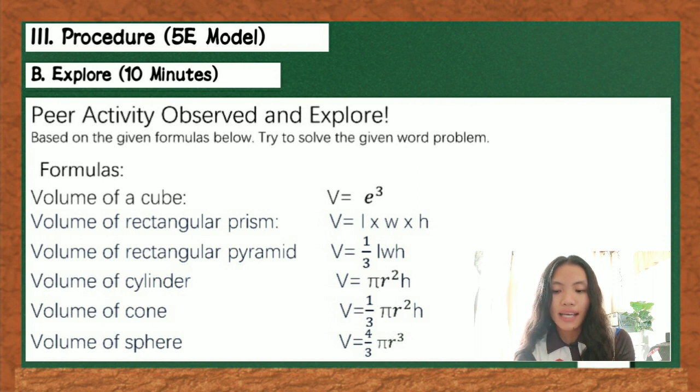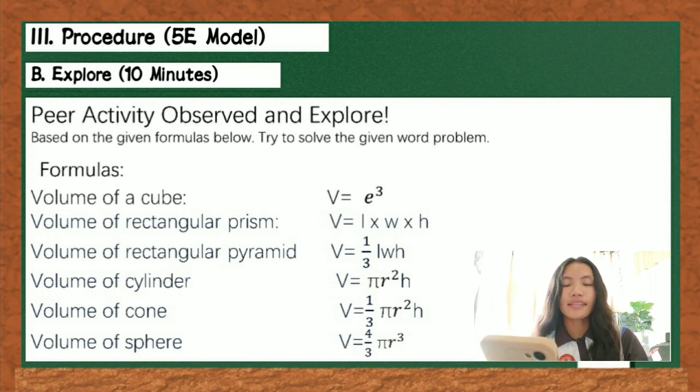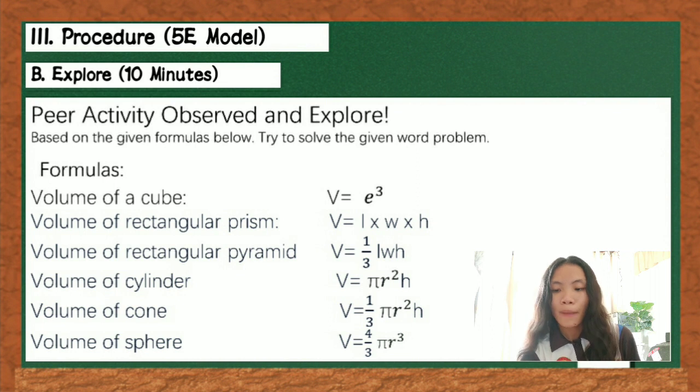Based on the given formulas below, try to solve the given word problem. So first are the following formulas. First, volume of a cube: volume is equal to e cubed, where e stands for edge. And volume of a rectangular prism is volume equals length times width times height. And volume of a rectangular pyramid is volume equals 1/3 times length times width times height. And volume of a cylinder, volume is equal to pi r squared h.